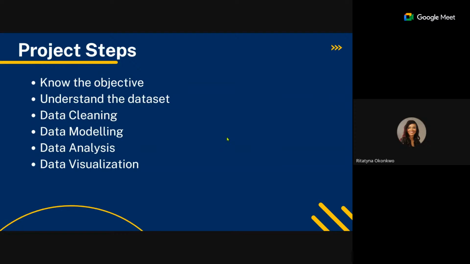Now, your data modeling can be you splitting your table, or in cases where you have all the tables already, like the capstone project I'll be giving you guys, the table has already been split. All you need to do is connect it. You go and connect it in Power BI. The next thing is data analysis. This is where you're writing your DAX, your calculations, and all that. And last but not the least, data visualization.